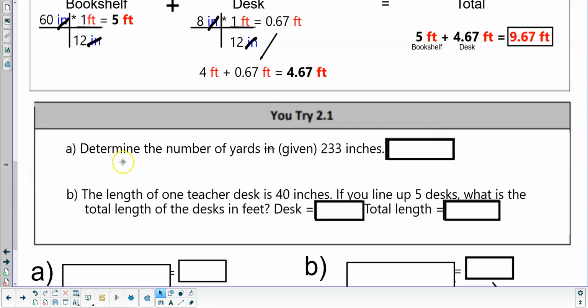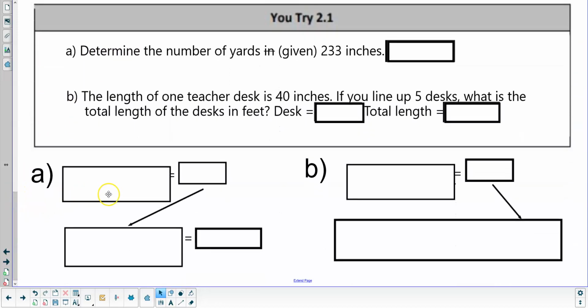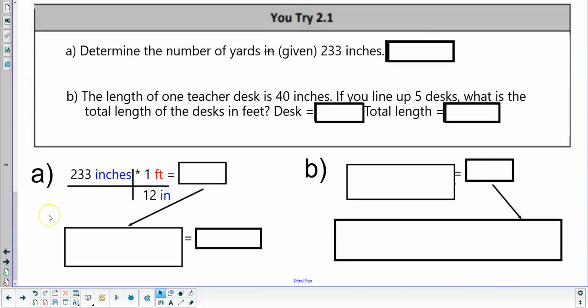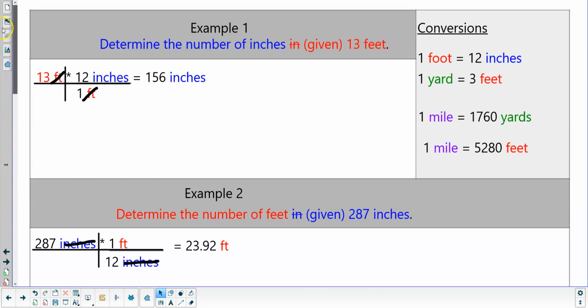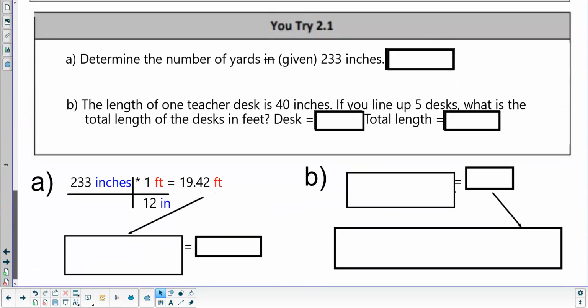And we're back, so now you can see that on letter A, and compare them with yours, I did the conversion with 233 inches, because we want to convert these to yards. So inches to yards is not something that we can do directly, but you can do inches to feet. So here I have 19.42 feet. And then we also had another conversion, which was up here at the top where it says 1 yard equals 3 feet. So we're using the top two conversions here to do this example.